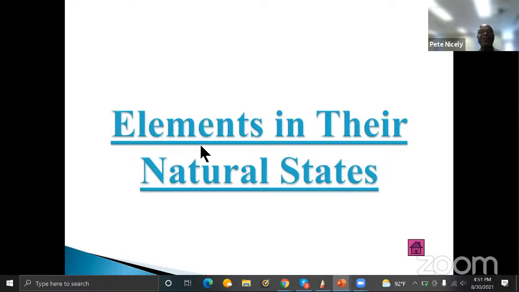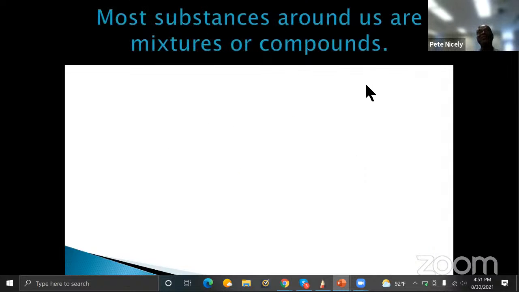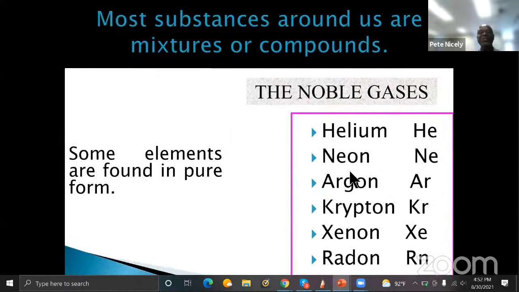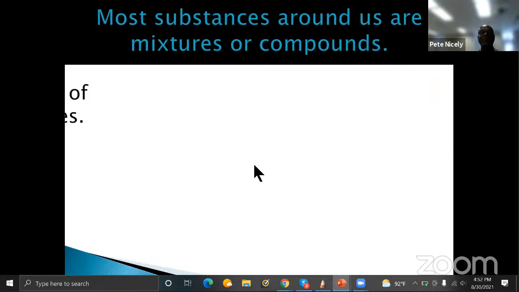Okay, let's talk about the elements in their natural states. Most substances that exist around us are compounds or mixtures. Now, there are some elements that are found in the pure form, and those elements we tend to call noble elements. We have noble metals, such as gold, silver, and platinum. These can be found on Earth by themselves, uncombined with anything else, right? I mentioned these elements before. They exist, of course, by themselves. They do not combine with anything readily in nature, all right?